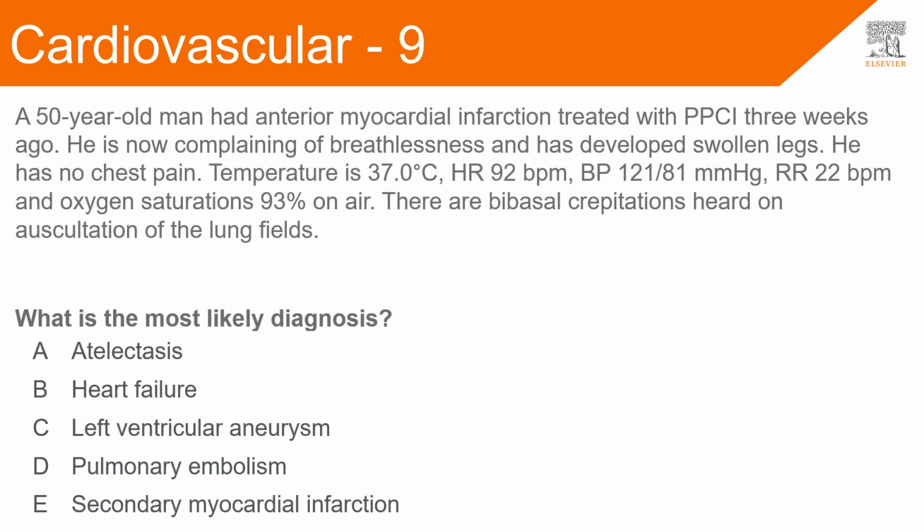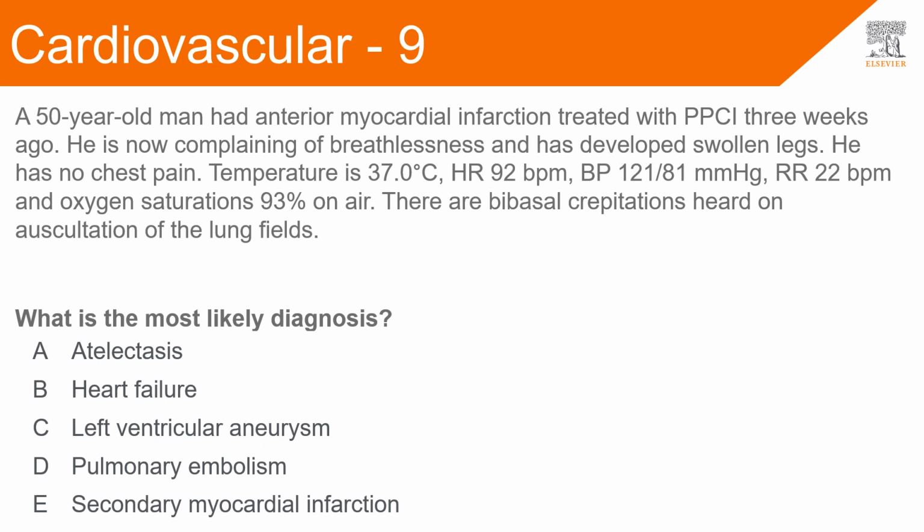We have a 50-year-old man who had an anterior myocardial infarction treated with primary percutaneous coronary intervention 3 weeks ago. He's now complaining, 3 weeks on from the event, of breathlessness and swollen legs, without any chest pain. His observations show his temperature is 37, heart rate is 92, blood pressure is 121/81, respiratory rate is 22, and oxygen level is 93 on room air. There are bibasal crepitations heard on auscultation of the lung fields. He's given some oxygen, blood samples are taken, and an ECG is done.